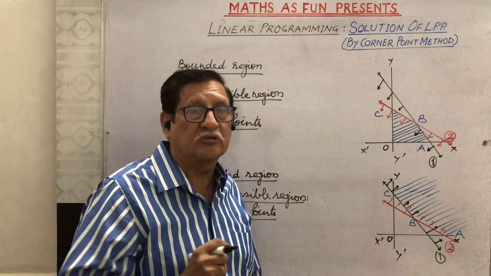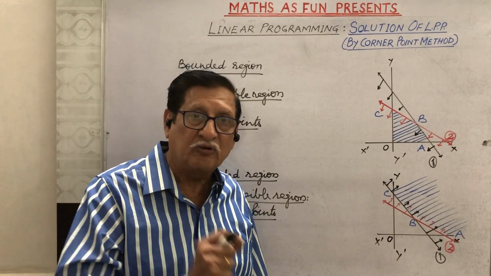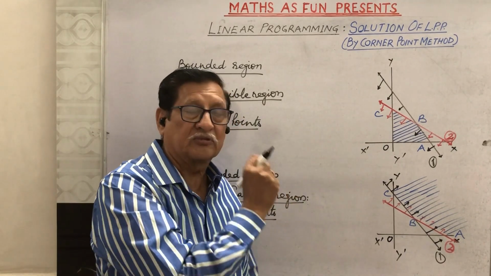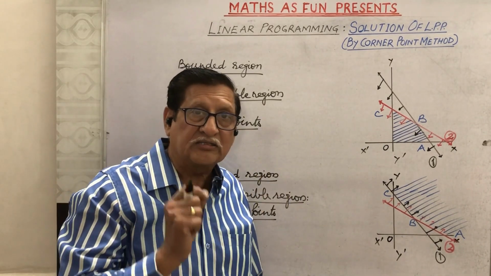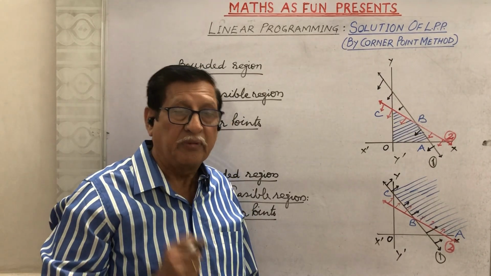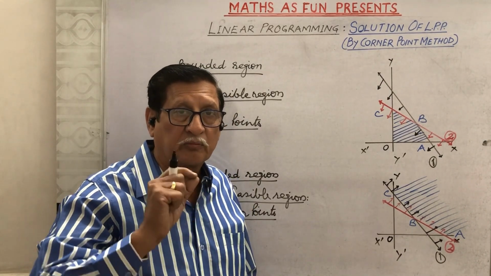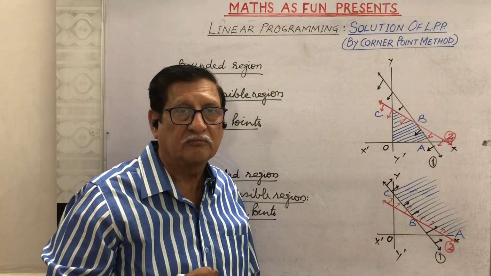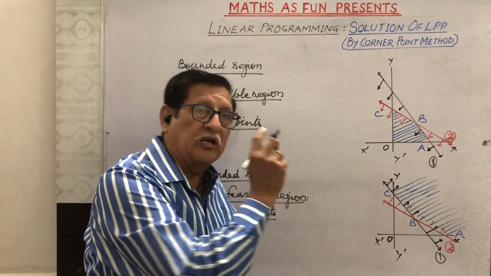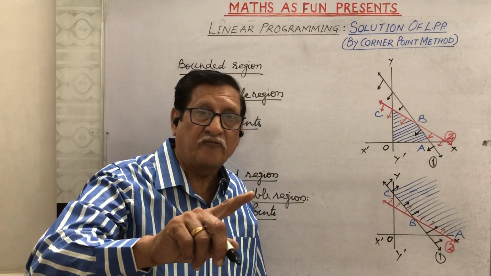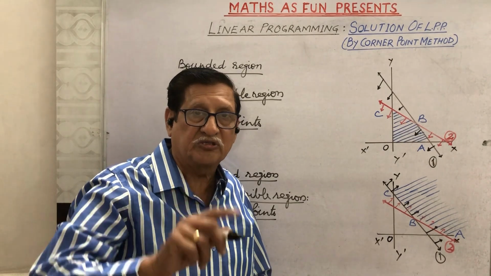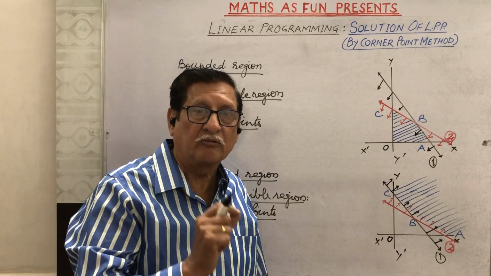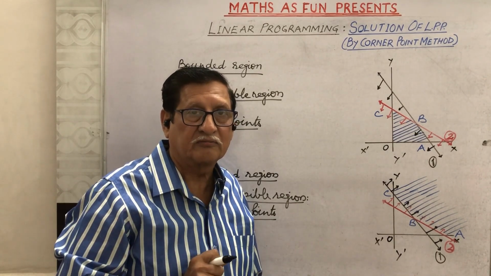Before going to the solution of the linear programming problem, we have to understand the graphical parts of it. What is the corner point method? Because we are going to find the solution of linear programming problems by using the corner point method. We have already learnt in the previous videos of linear inequations how to find the solution by graph of a particular linear inequation.